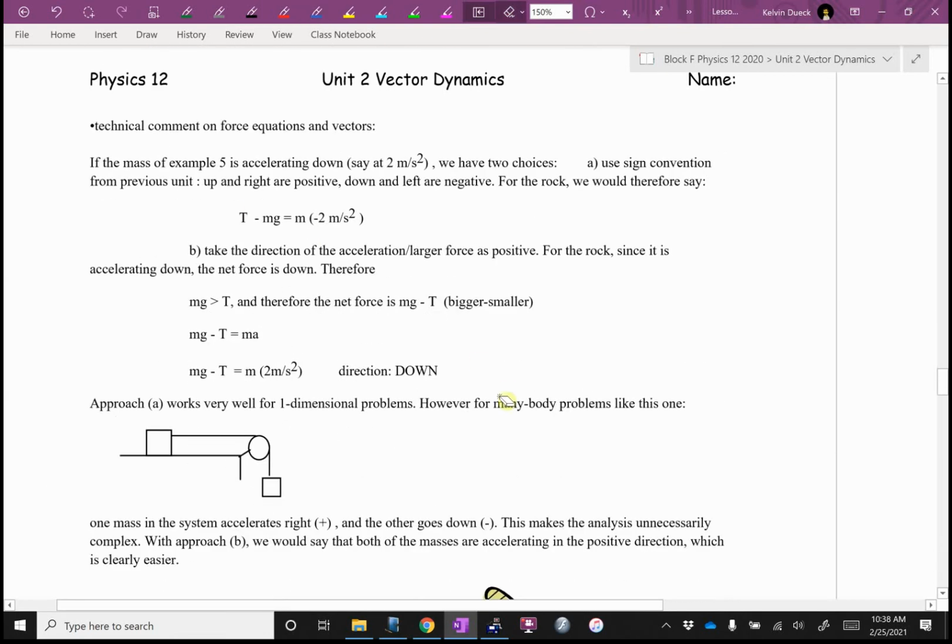I wrote this out. I'm just going to summarize. This basically says we're not going to let down be negative all the time. We're going to let positive be whichever makes the math nicer, which means sometimes, especially for a question like this, we'll probably let down be positive, not negative.